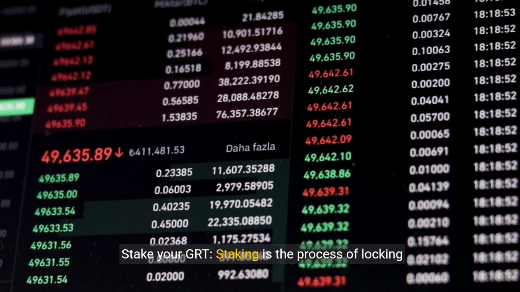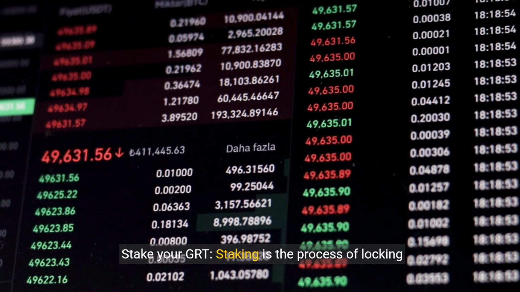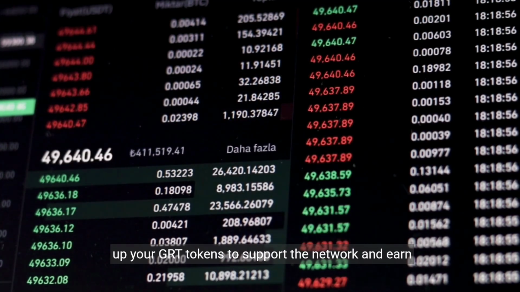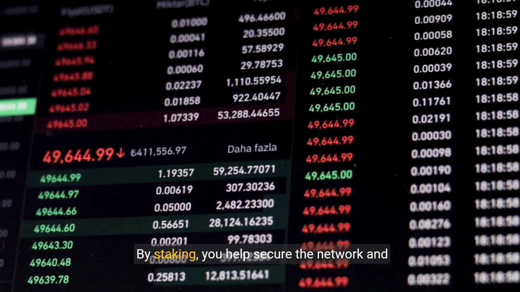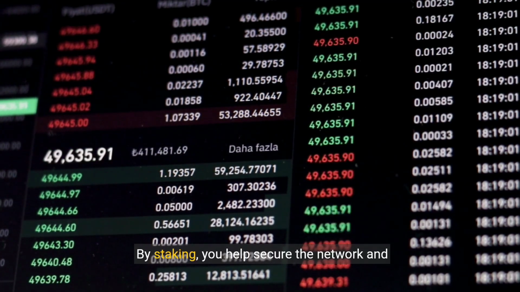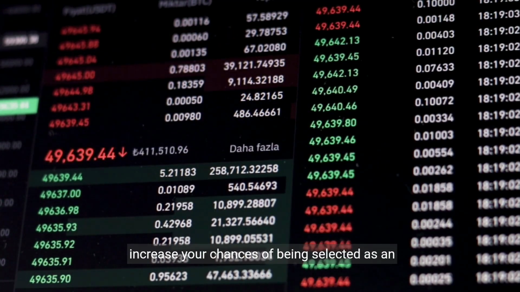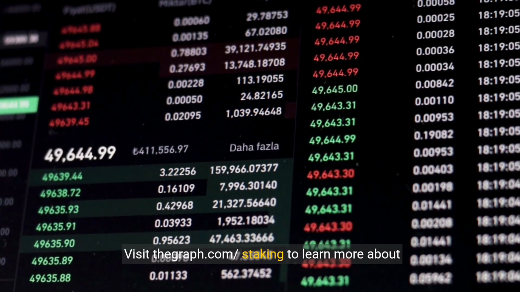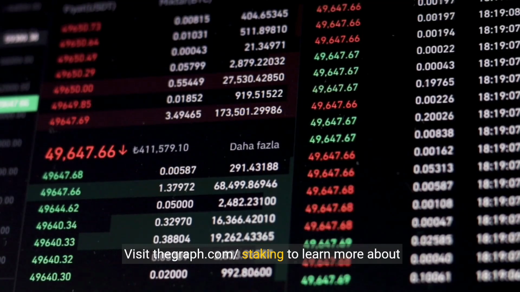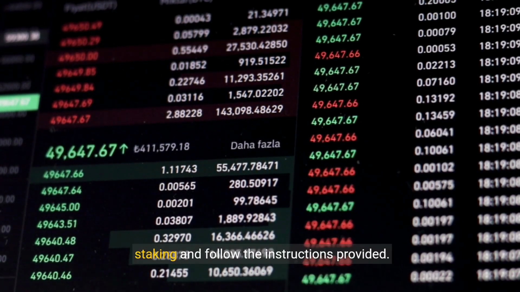4. Stake your GRT. Staking is the process of locking up your GRT tokens to support the network and earn rewards. By staking, you help secure the network and increase your chances of being selected as an indexer. Visit thegraph.com/staking to learn more about staking and follow the instructions provided.